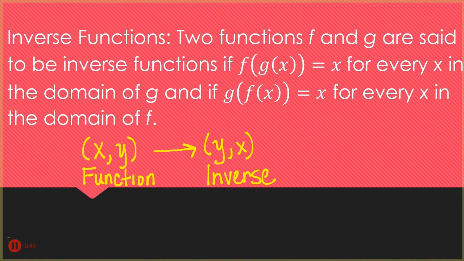The definition of inverse function is two functions f and g are said to be inverses if f of g of x is equal to x for every x in the domain of g, and if g of f of x is equal to x for every x in the domain of f. I know that can sound a little wordy, but to summarize it, we have to do what is called a composition. And when we compose the functions, we are trying to determine if it will simplify down to only x. If the compositions simplify down to only x, then that means that those two functions are inverses.